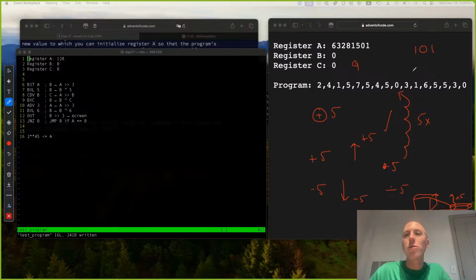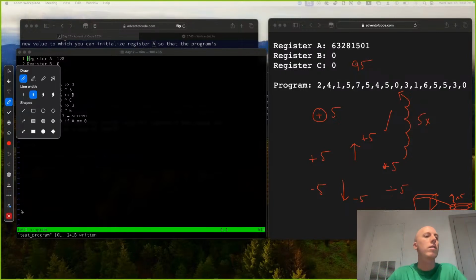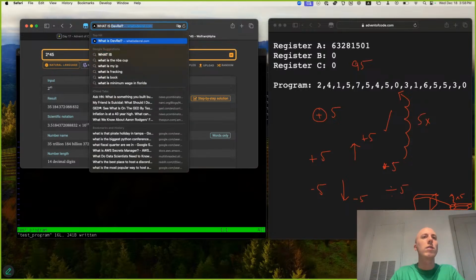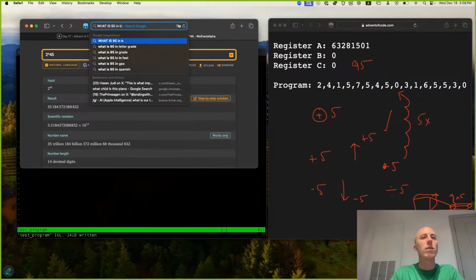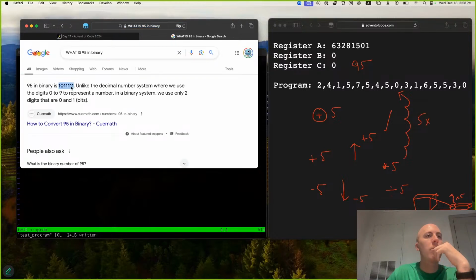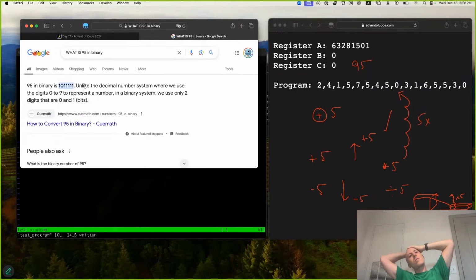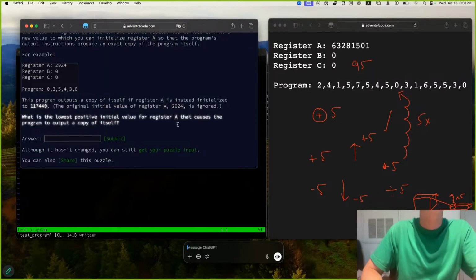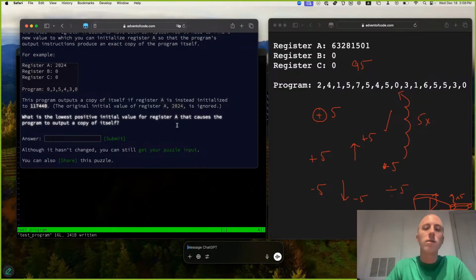We could do some examples and see if that's actually true. So 95 in binary, what is 95 in binary? Yeah, the last 5 digits are not all 5. All right, let's ask ChatGPT and see what it says.